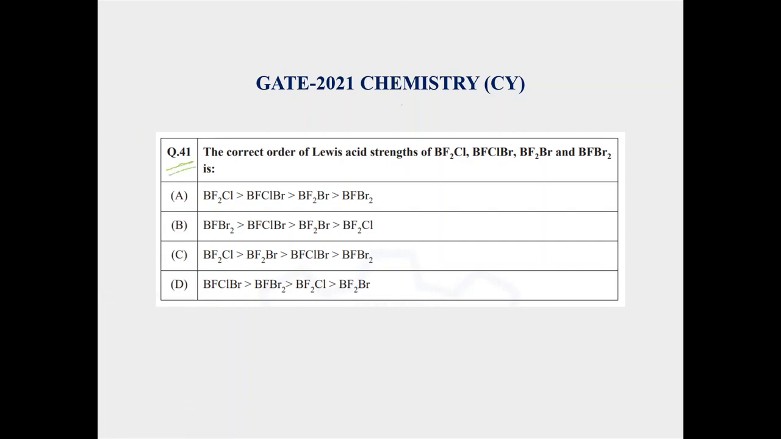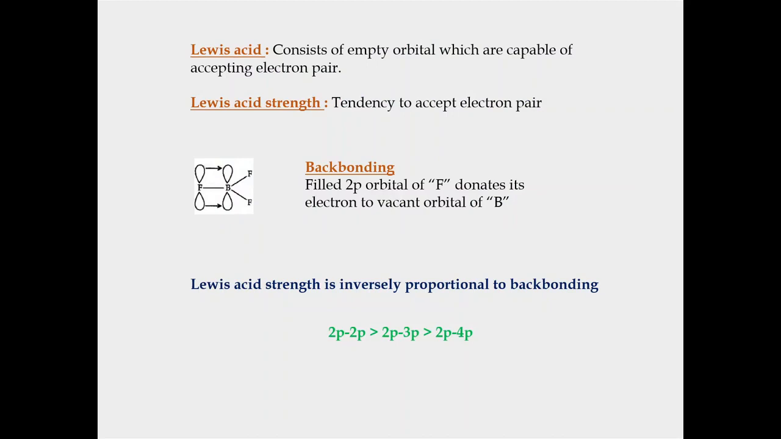So in this question, they are asking about the Lewis acid strength. The correct order of Lewis acid strengths of BF2Cl, BFClBr, BF2Br, and BFBr2 is what? So we have to write the order of the Lewis acid strength of the given compounds. First of all, what is a Lewis acid? An electron pair acceptor. A compound which has more tendency of accepting an electron pair will be a better Lewis acid.